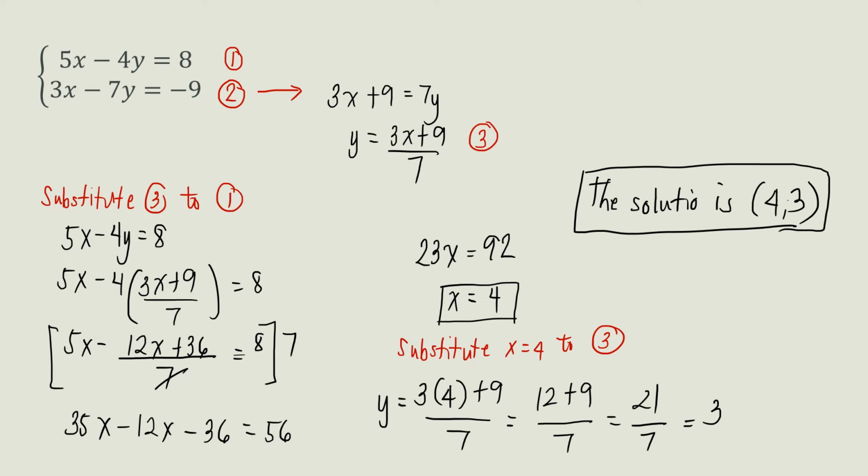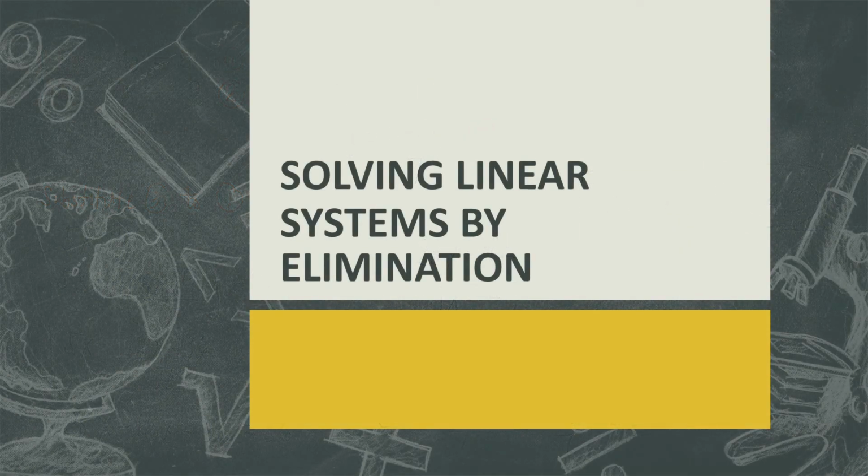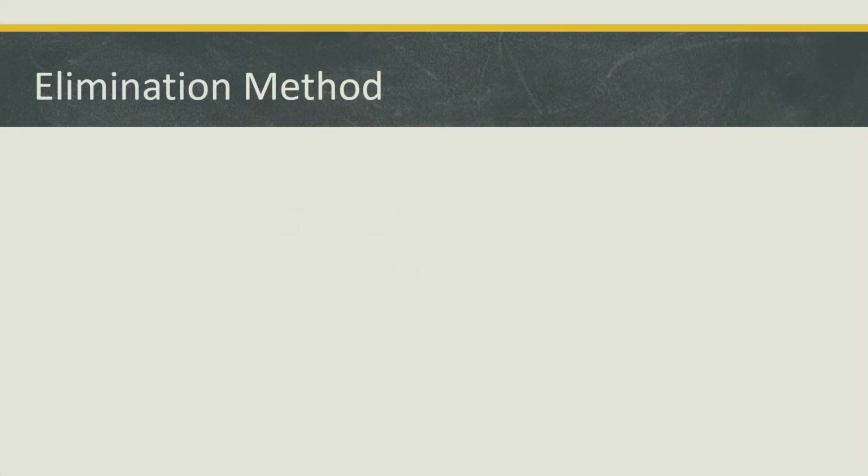Now, let's have the next method, solving linear systems by elimination. Let's have the steps. You know one thing about solving systems of linear equations: it's usually easier to use the elimination method, but the substitution method is very useful if you have a combination of linear and non-linear equations. But if both are linear, students usually find it easier to use elimination. Anyway, you can check it out and see whether it's really easy for you or not.